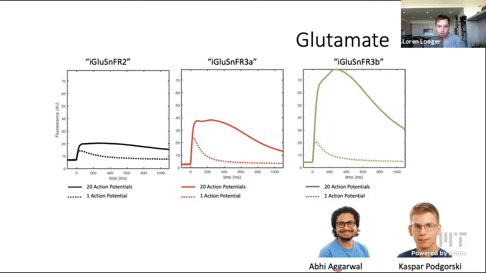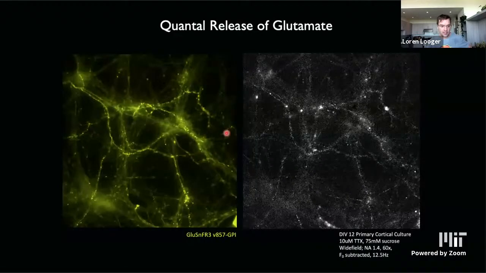But again, Janelia is always about trying to make them better and better. So Kaspar Podgorski and Abhi Aggarwal, whom I already mentioned for the SLAP microscopy, have done a fabulous job making a 3.0 version of iGluSnFR. There are 2 flavors, 3A and 3B, with a bit of a trade-off in kinetics and signal to noise.